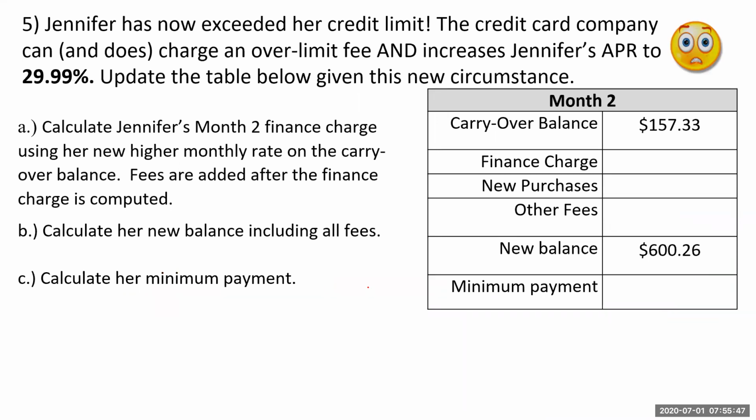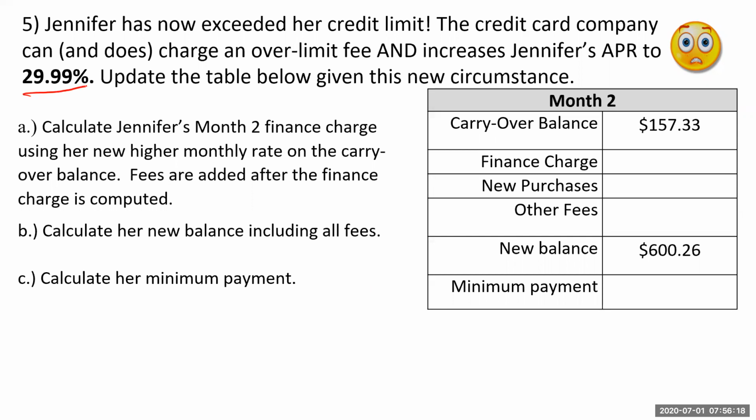Now, look at what has happened to Jennifer. So Jennifer has now exceeded her credit limit. The credit card company can charge an over limit fee and increases Jennifer's APR to 29.99. So Jennifer did a single purchase. She actually overspent her limit. She went over the limit of the card, and now her APR has moved from 15.99 to 29.99.